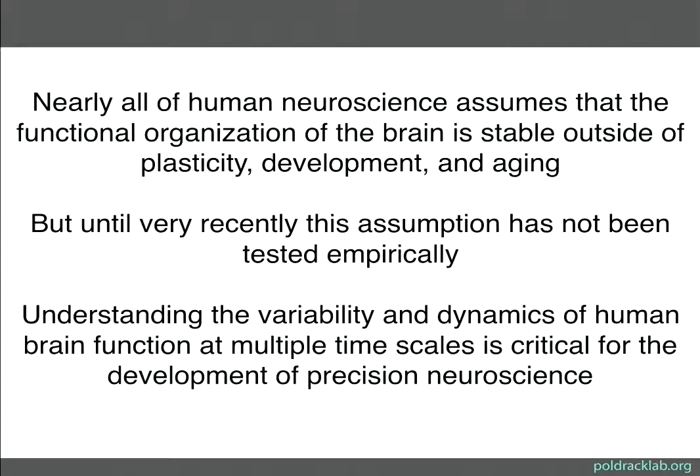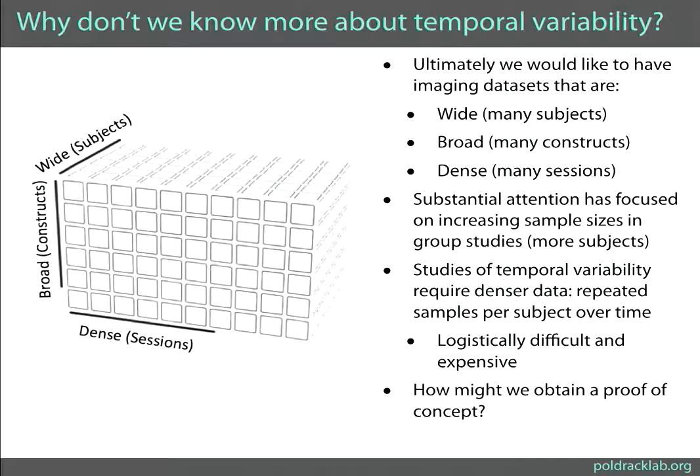But I think many of us have come to think that if we want to provide the kind of models of individual brain function that precision neuroscience is going to require, we need to understand where this variability and where the dynamics of brain function are coming from. So why don't we know more about this?